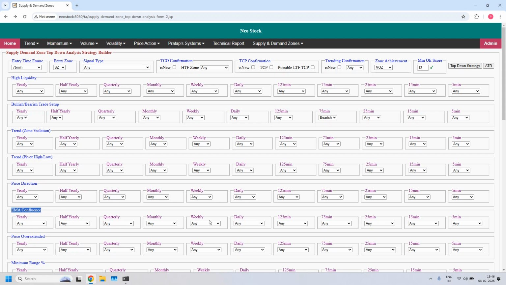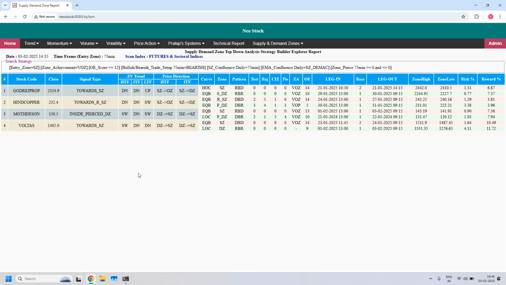In the EMA confluence, daily time frame, I am setting the filter daily supply zone having confluence with daily EMA confluence. And already daily trend is a downtrend because it is bearish trade setup. Let's filter. Out of 11, we got 4 stocks. So these 4 stocks are even more high probability trade setup supported stocks. So this is about LTF, ITF specific.